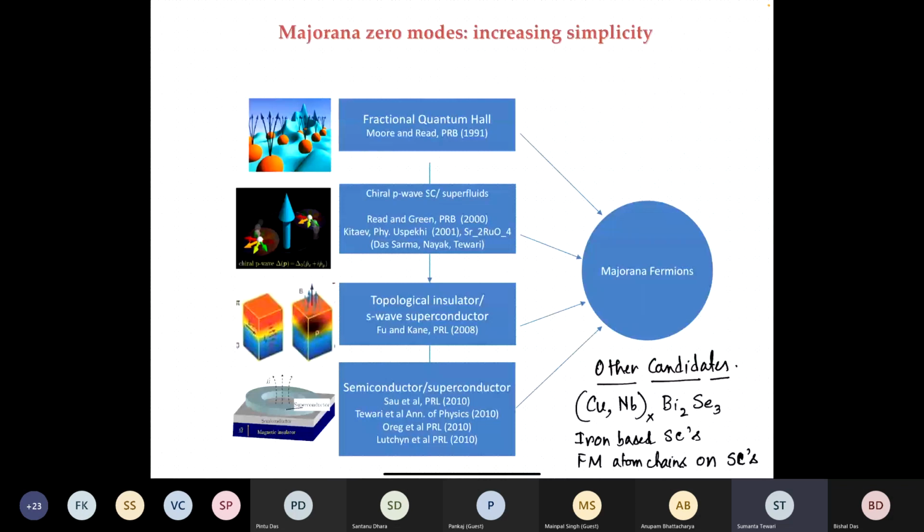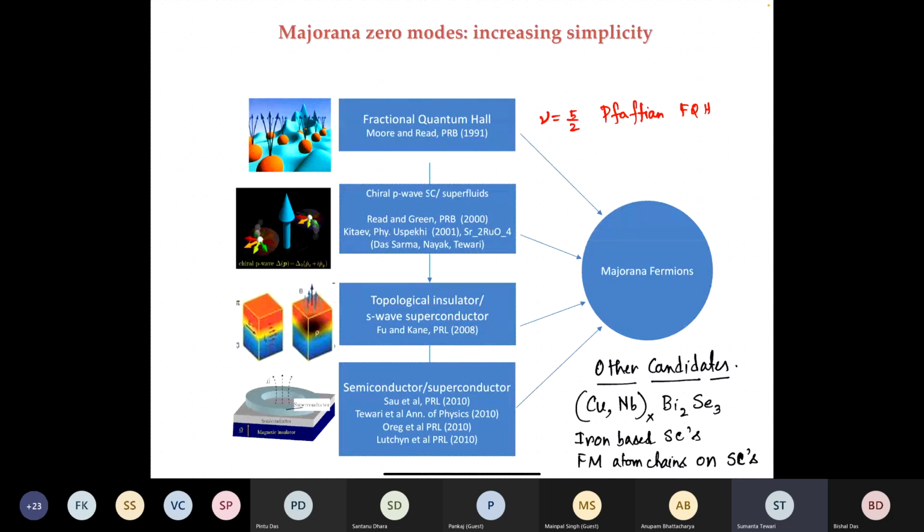It's also called the Pfaffian fractional quantum Hall system. There have been a fair number of experiments on this system, but unfortunately, no one has got any conclusive evidence of Majorana fermions in it.